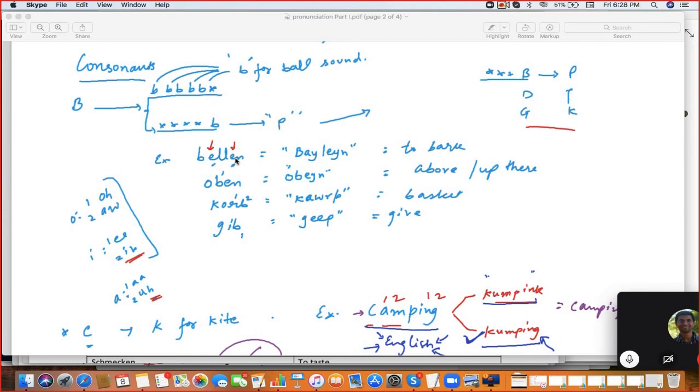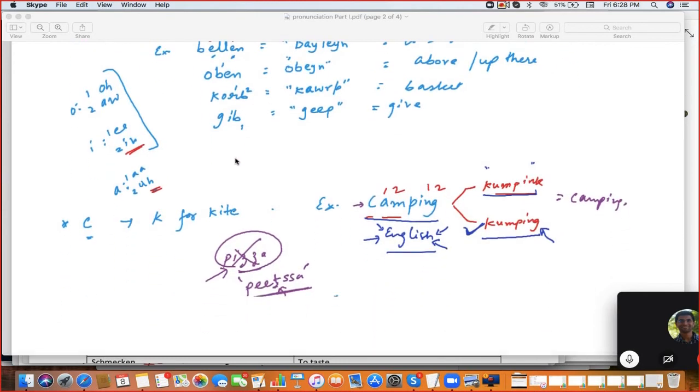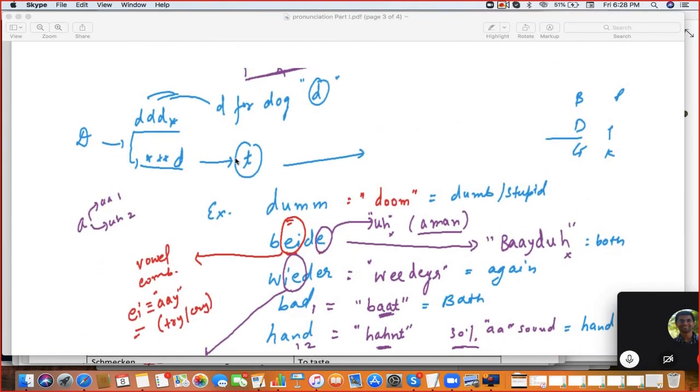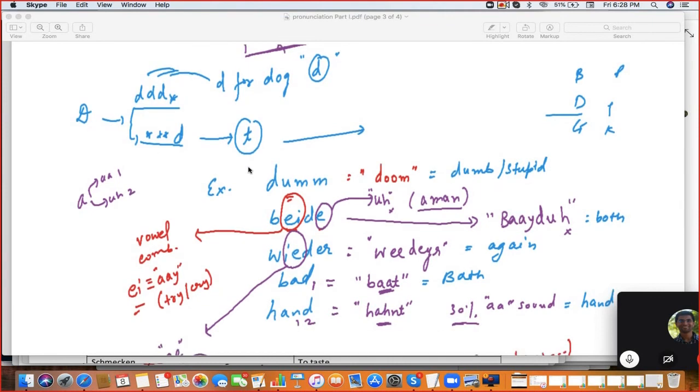So C, right? C is K, the ka sound. Camping. It's an English word, you can just say camping also. Then next is D. In the beginning or middle, it's D for dog. Speak the example. At the beginning of a word it is D for dog, and at the end it is T. Doom. Bida. E I is I, so Bida.